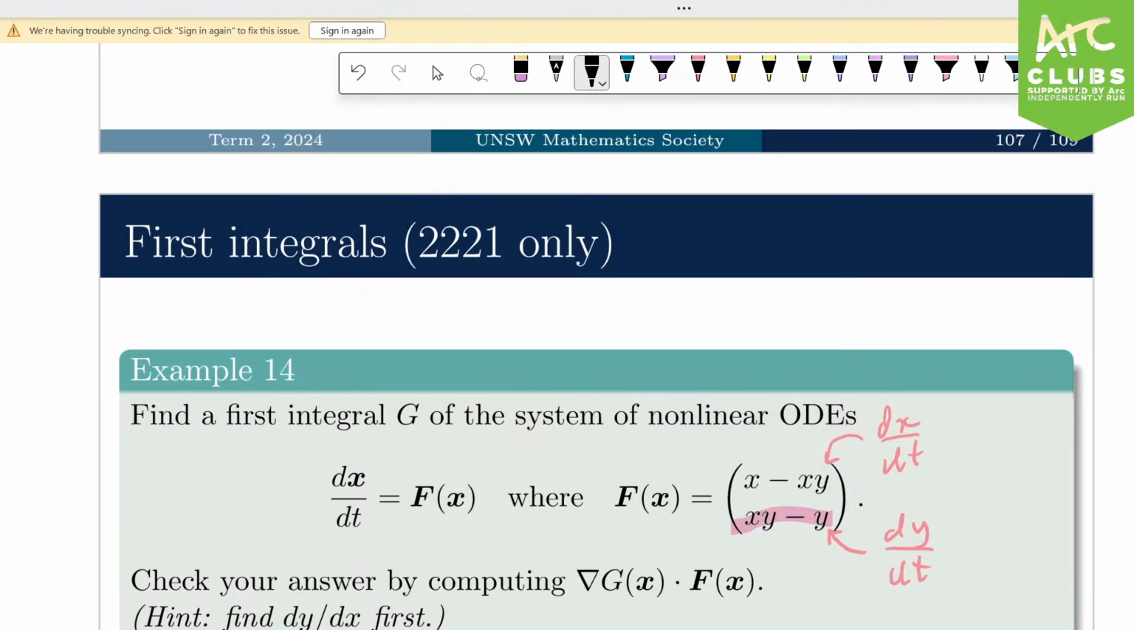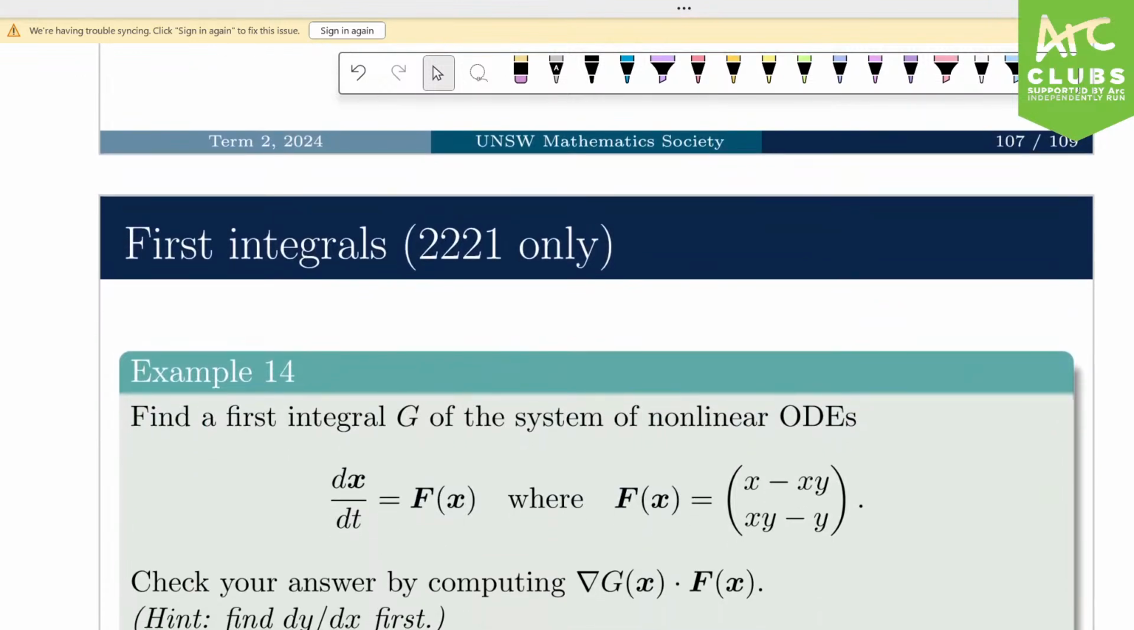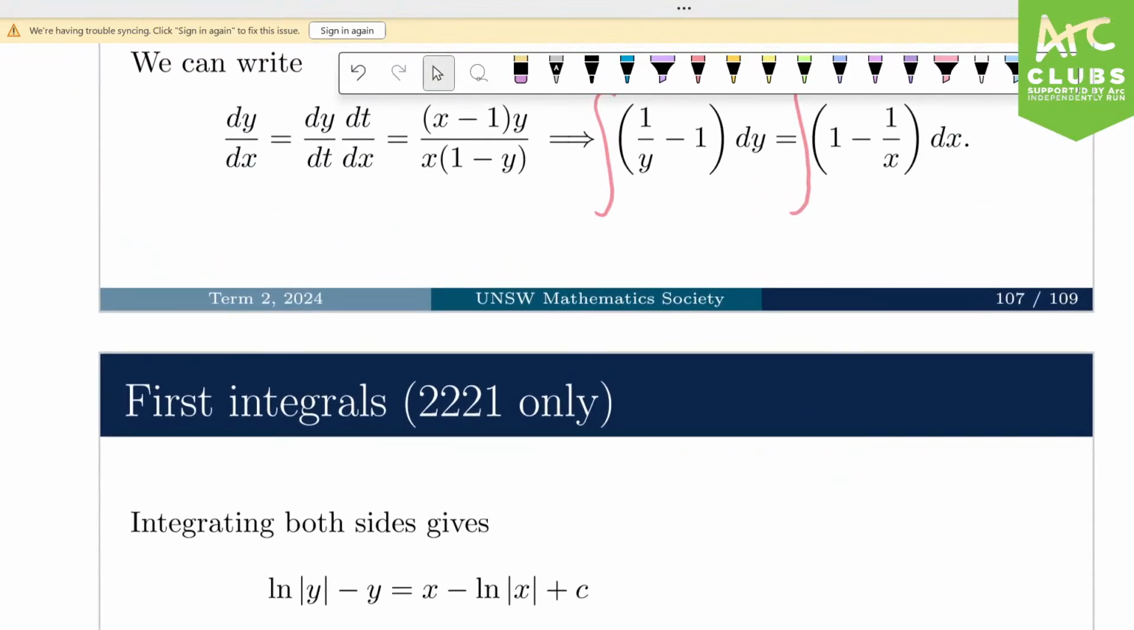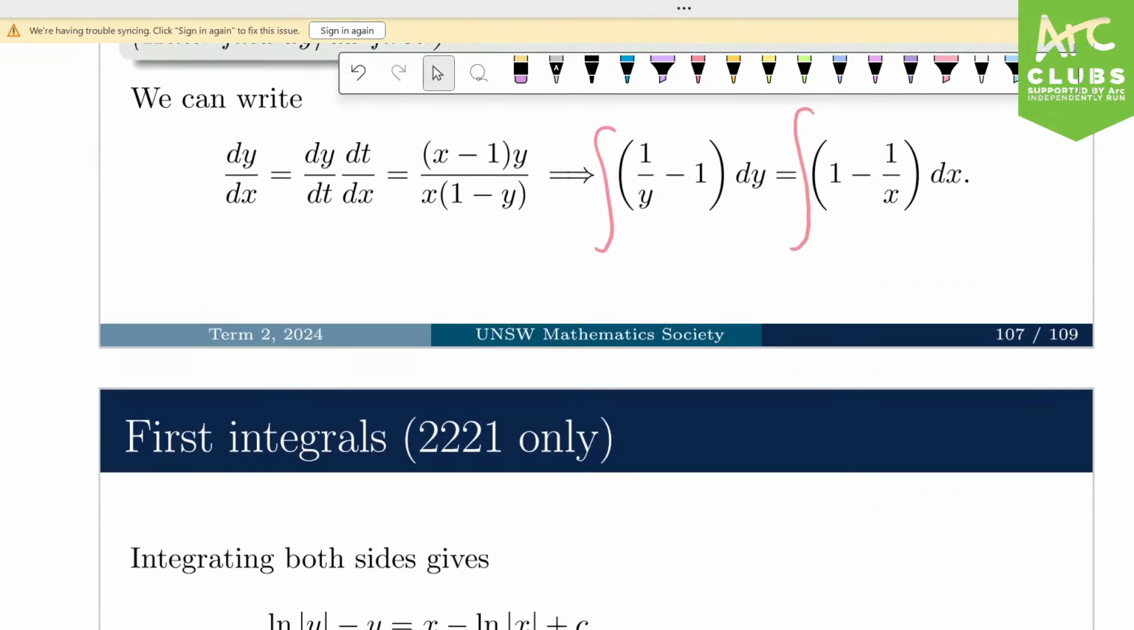And this is a separable ODE. So we can separate it like that. And now we're just going to integrate both sides with respect to their respective variables. So 1 on y minus 1 will integrate with respect to y, and 1 minus 1 on x will integrate with respect to x. So we'll slap some integrals on here. So the left-hand side gives us ln y minus y, and I'll just show this so you can see it. And then the right-hand side gives us x minus ln x plus a constant.